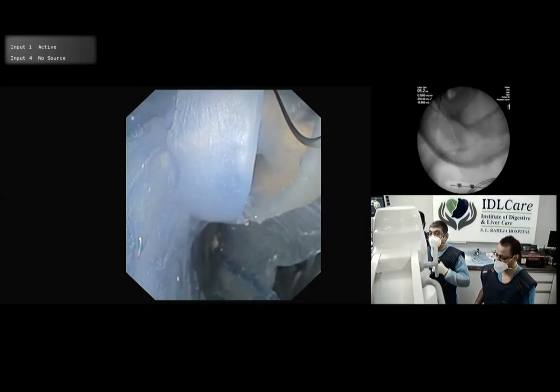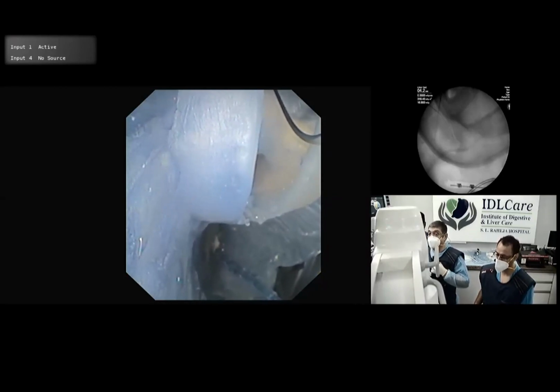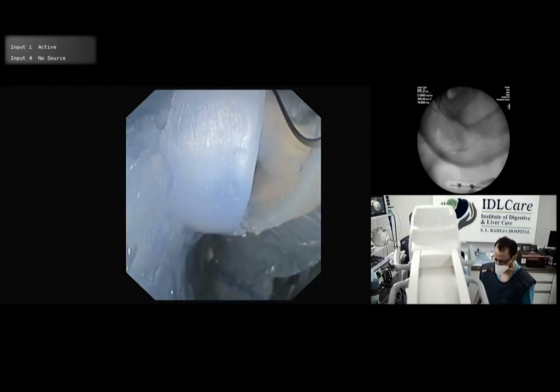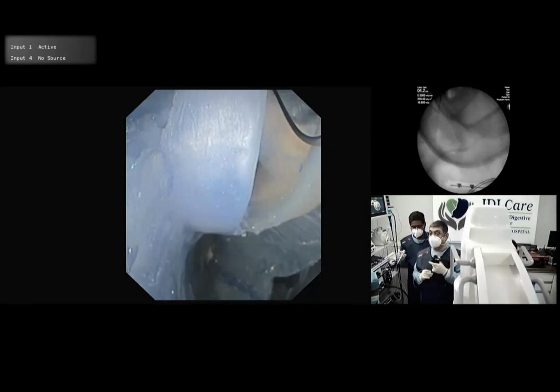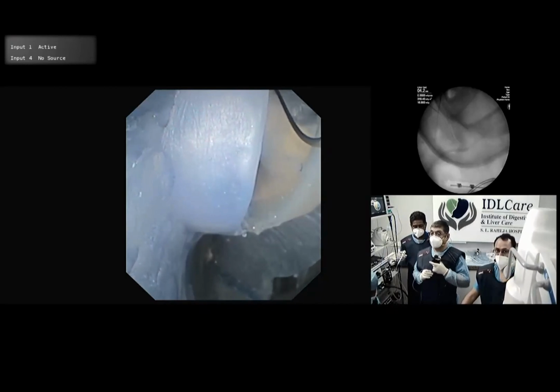Until it comes out, you are not sure whether you caught it or not. So it's a slow, laborious process. See this? Gently withdrawing. If you are too fast, it will just slip because it's a very slippery wire. Remember, Terumo. So some people don't use Terumo for this reason.